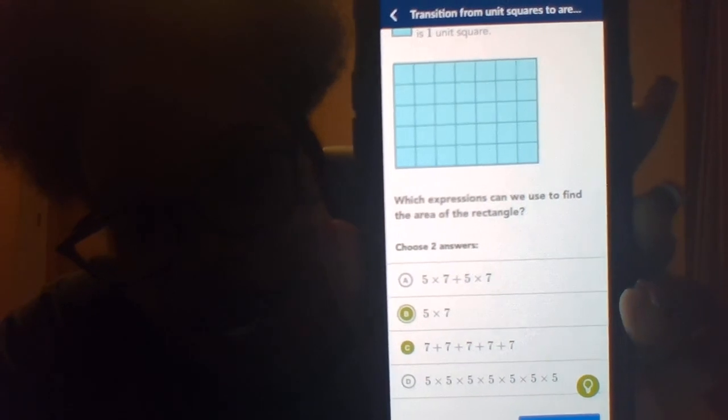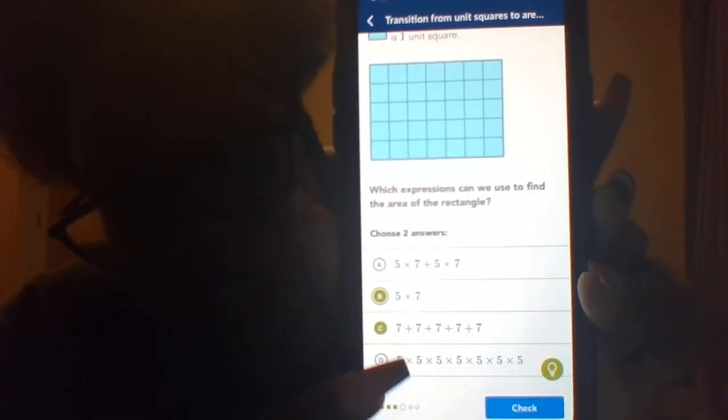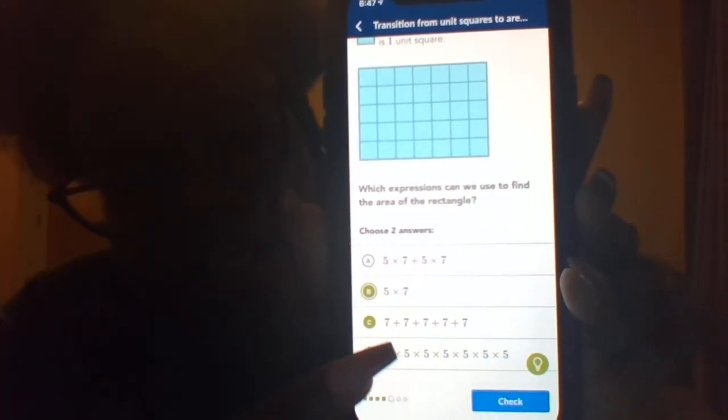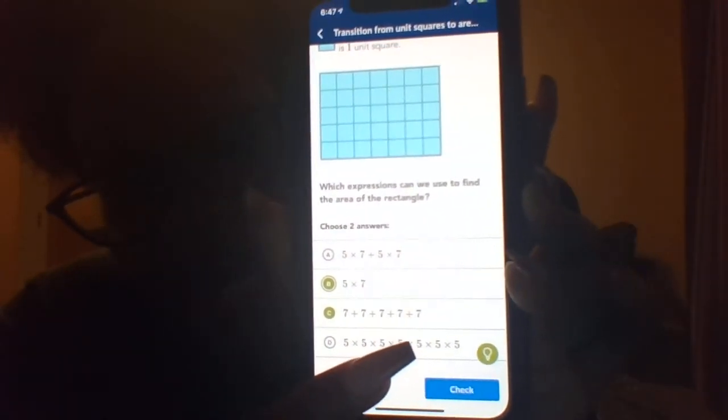I do want to show you this one because the options are getting a little bit trickier. So with this one, we see that we have 5 groups of 7 or 7 groups of 5. So B is a good answer. 5 times 7 or 7 times 5. Or C. This is 5 groups of 7, 7 plus 7 plus 7. This one is very close. We do have 7 5s, but they are being multiplied.